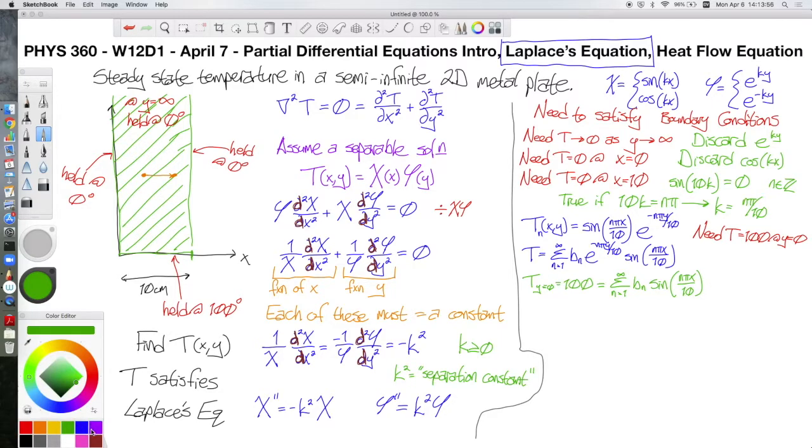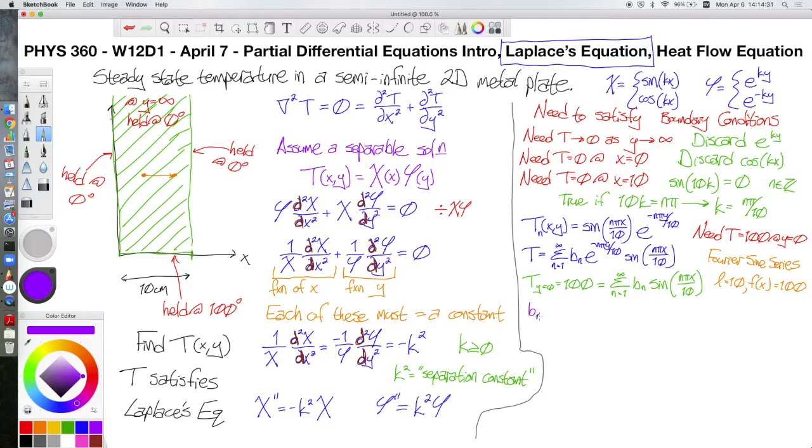So, does this look familiar? I hope it does. It should. This is a Fourier sine series. Specifically, it's a Fourier sine series with L of 10, and the function f of x that we're trying to match is just a constant 100. So we can then find the values for Bn by doing our Fourier series stuff.